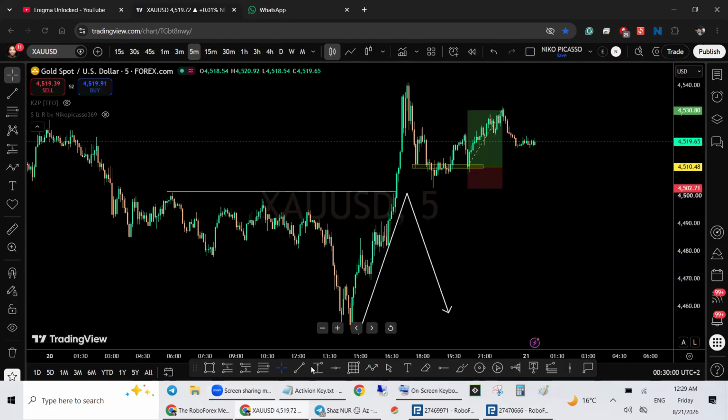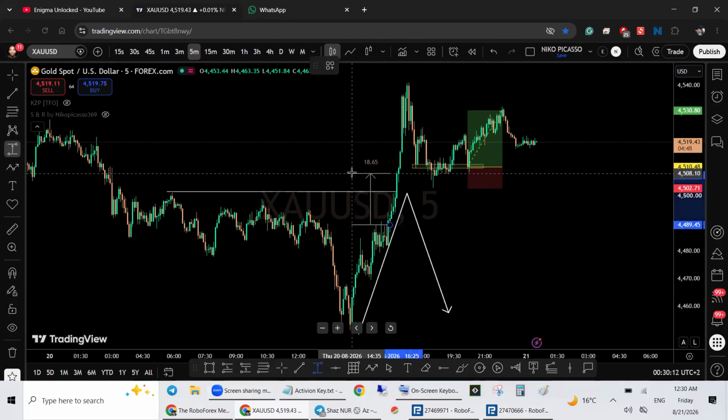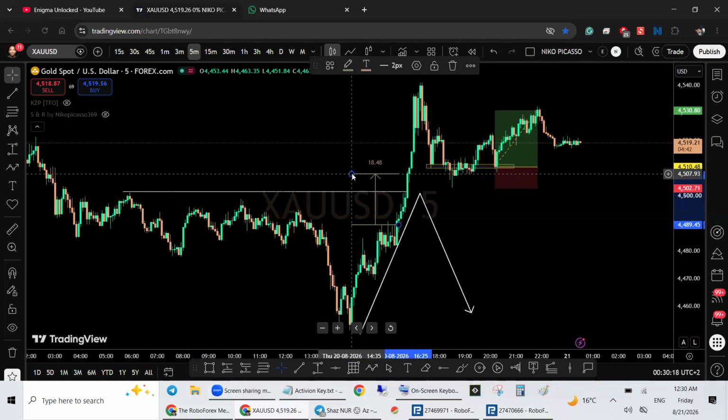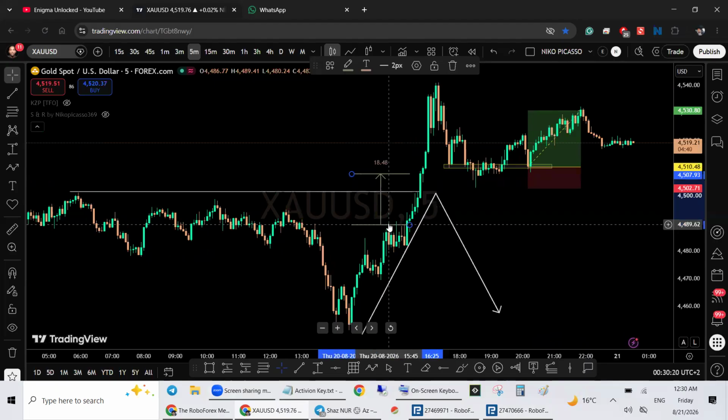Now, we only need about 20 points or 18 points to make 100%. That means to make less than 100%, we don't need all those points, right? So if I buy here and the price moves 18 points, right? Automatically, I'm doubling my portfolio because of the lot size.